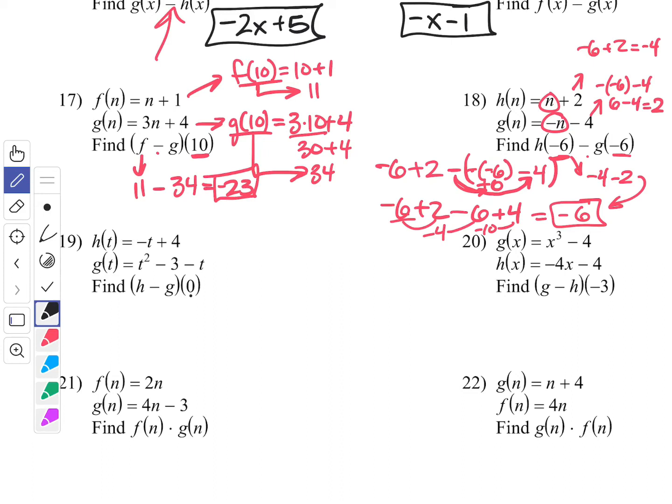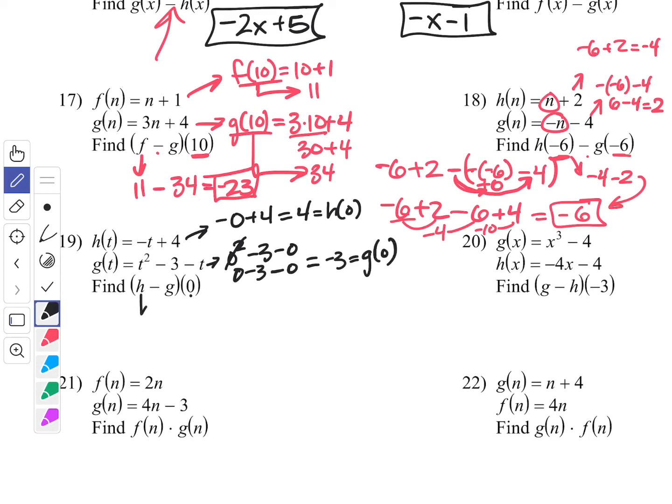Okay, so again, I would say just go for 0. That becomes negative 0 plus 4, which is just 4. So h of 0 is 4. This becomes 0 squared minus 3 minus 0, which is 0 minus 3 minus 0, just negative 3, and that's g of 0. So h of 0 is 4, minus g of 0 is negative 3. 4 minus a negative 3 is really 4 plus 3, which is 7. That just seems a lot easier for me to do.